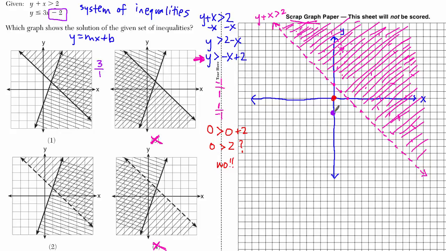So we go up from this -2, we go up 3: 1, 2, and 3, and we run 1, to the right 1. Then 1, 2, 3, and right 1. 1, 2, 3, and right 1. 1, 2, 3. And you can go on for as long as you want.